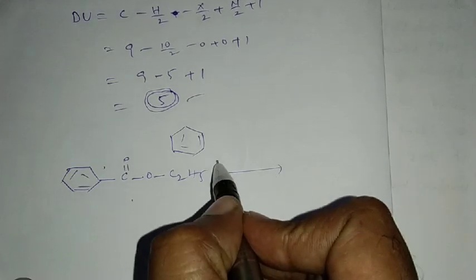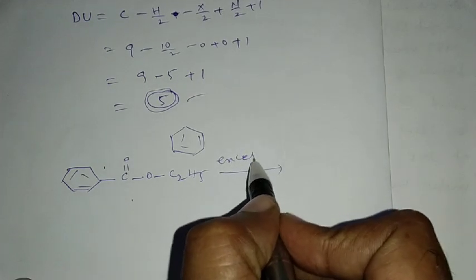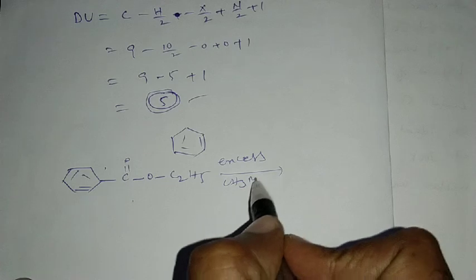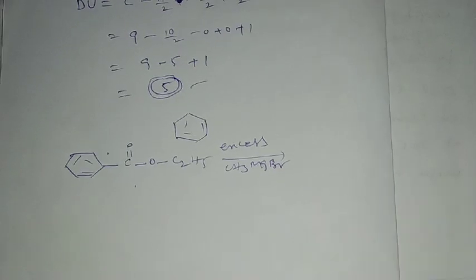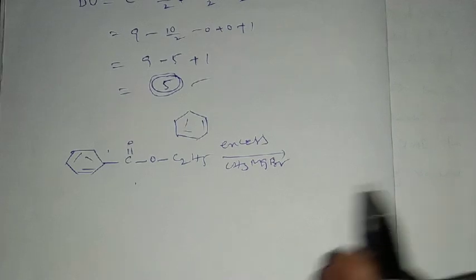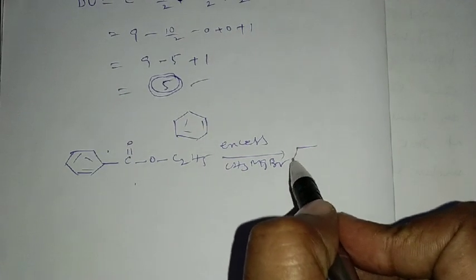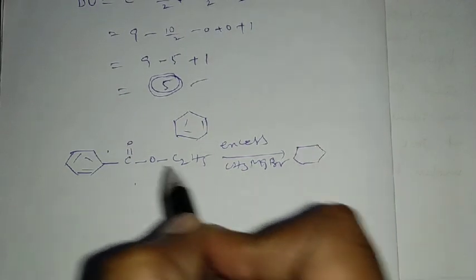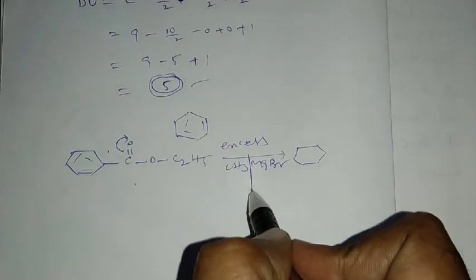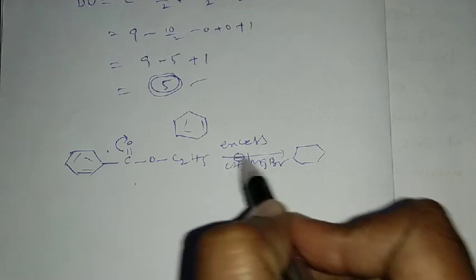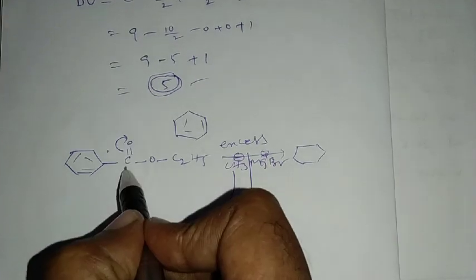Now it is treated with excess CH3MgBr, which means Grignard reagent, methyl magnesium bromide. So if you treat with excess CH3MgBr, what happens? Do you know? The pi electrons are shifting to oxygen, and the CH3 acts as a nucleophile. This carbon is the electrophile. Now it is attacking here.